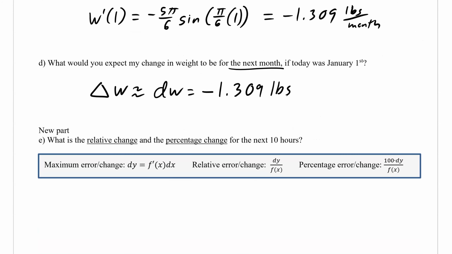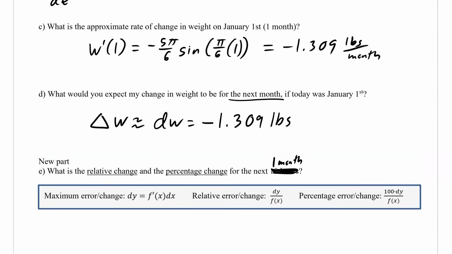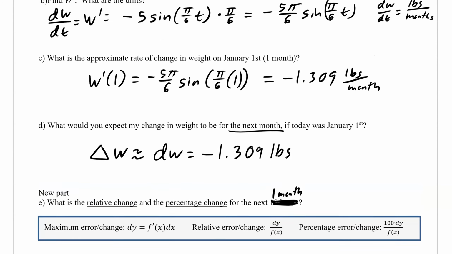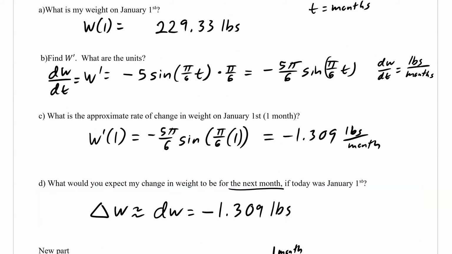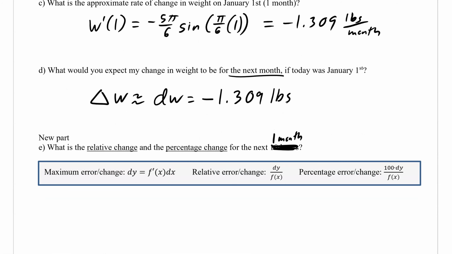What is the relative change and percent change for the next 1 month? That's a typo, and I don't have time to go back and change it, so we're just going to change it right now to 1 month. So what is the relative change and percent change for the next month? We know that my weight change will be minus 1.309, and my weight on January 1st is 229.3.